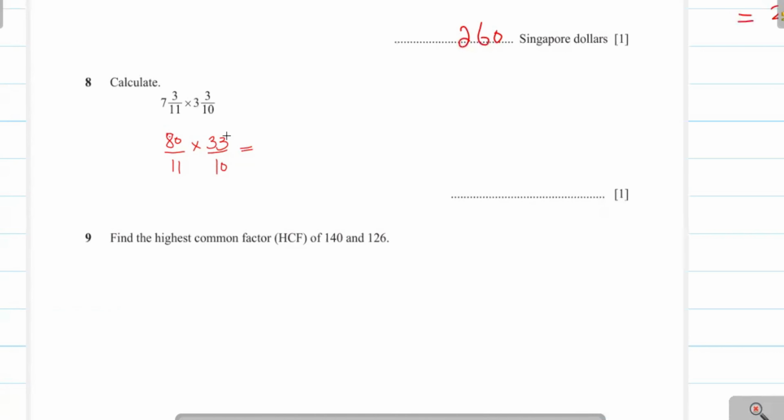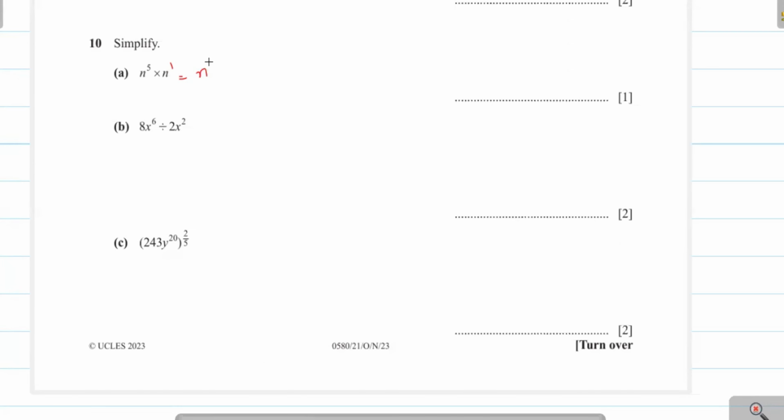Therefore, when we multiply two numbers having the same base, the powers will be added. Therefore, 5 plus 1 is 6. This is the answer. In the next part, B, 8x^6 divided by 2x^2, we can write this as 8x^6 over 2x^2.